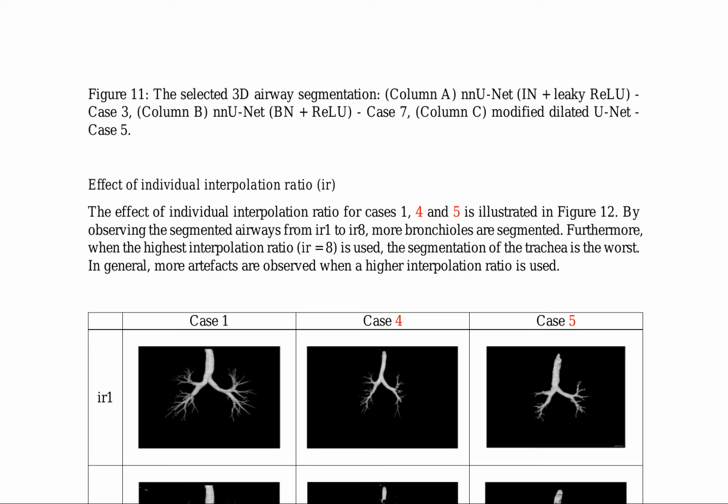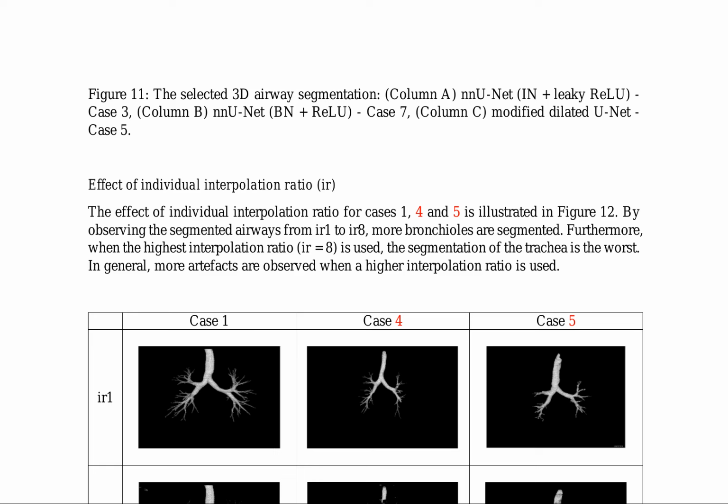Figure 11 presents a qualitative comparison of 3D airway segmentation results using three distinct neural network architectures: NNU-net with instance normalization and leaky ReLU, NNU-net with batch normalization and ReLU, and a modified dilated U-net. This visualization facilitates a direct comparison of segmentation performance across different models.